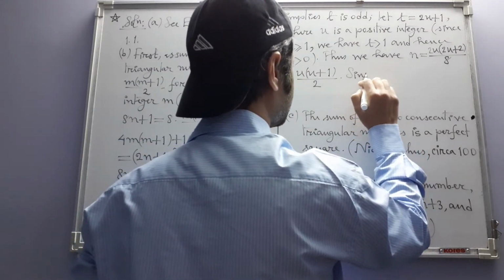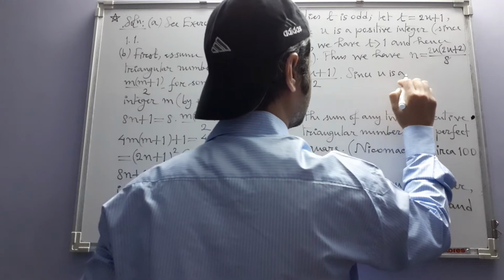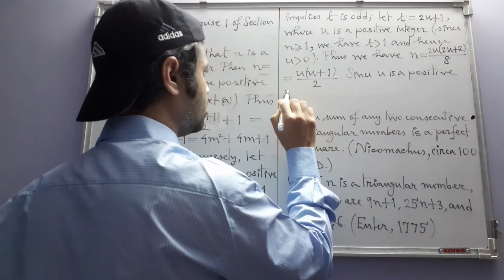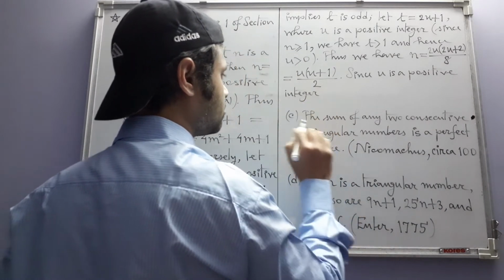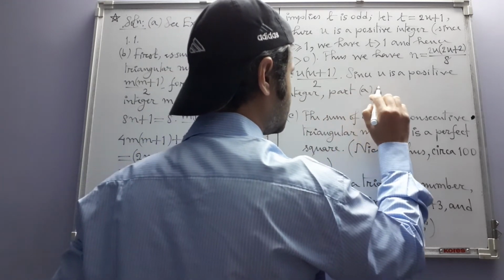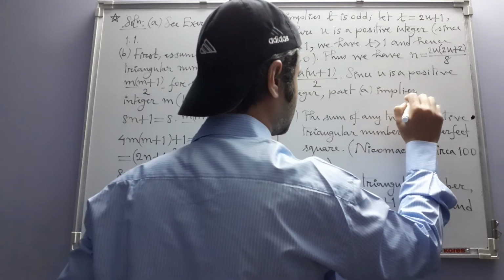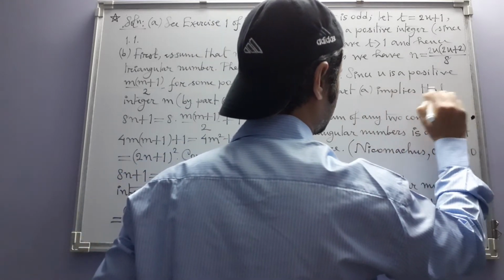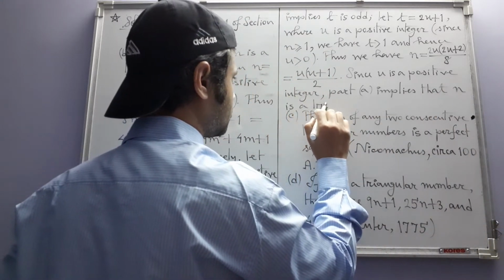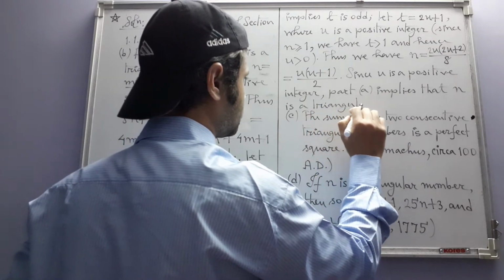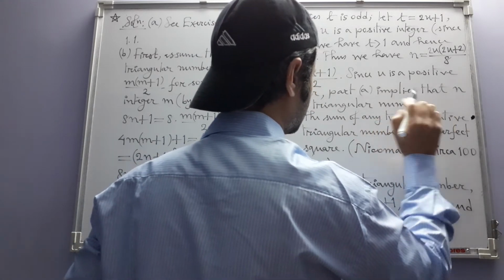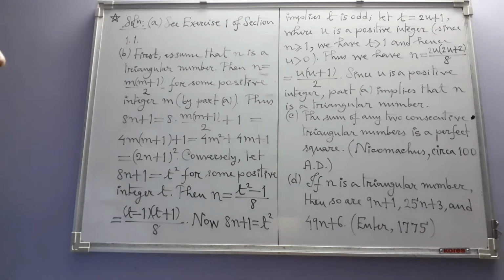Since u is a positive integer, part A implies that n is a triangular number. So the converse part also has been proved.